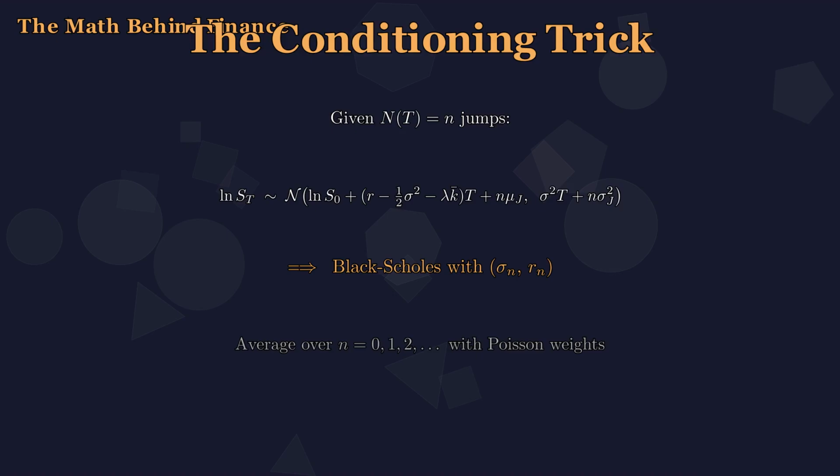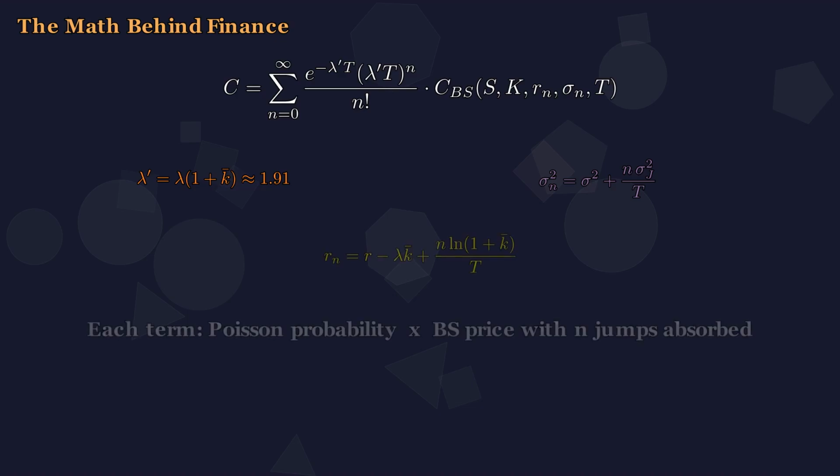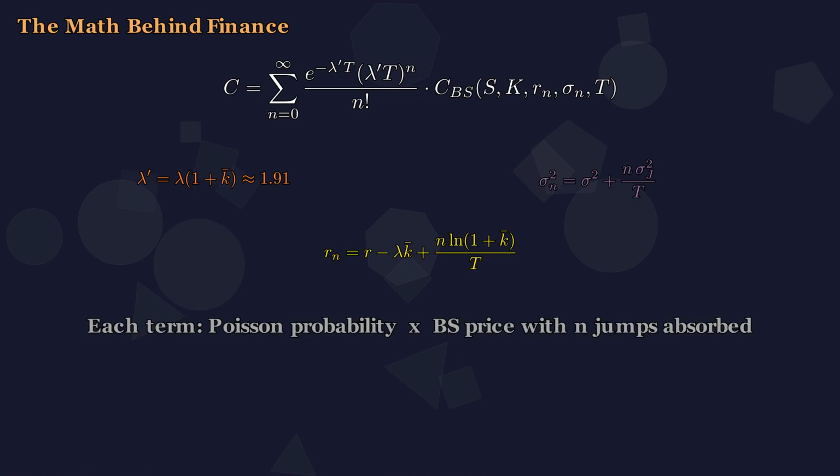The option price is then just a weighted average. For each possible number of jumps, compute the Black-Scholes price with adjusted parameters, then weight by the Poisson probability of that many jumps. Here it is, Merton's option pricing formula. The call price equals an infinite sum. Each term is a Poisson weight, the probability of exactly n jumps under the adjusted intensity lambda prime, times a Black-Scholes price with adjusted parameters. Sigma n squared equals sigma squared plus n sigma J squared over t. More jumps means higher effective volatility. Rn adjusts the risk-free rate to absorb the drift from those n jumps.